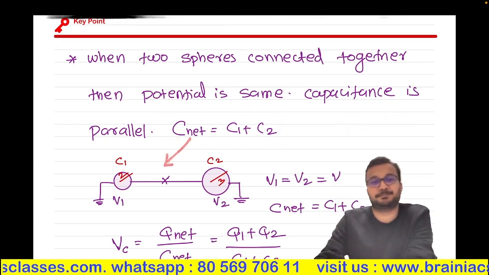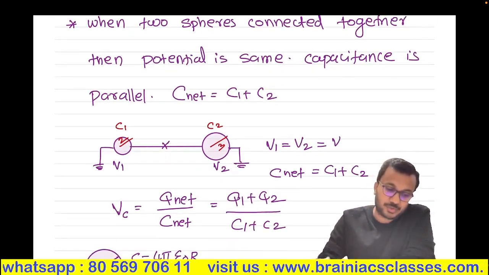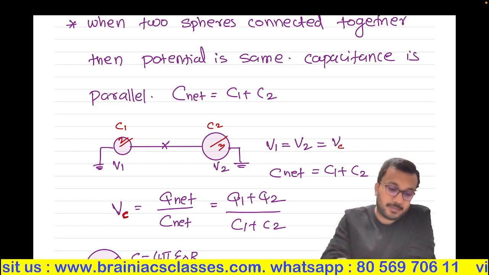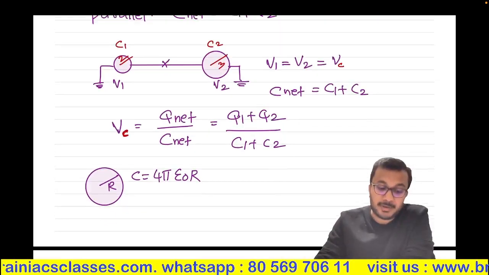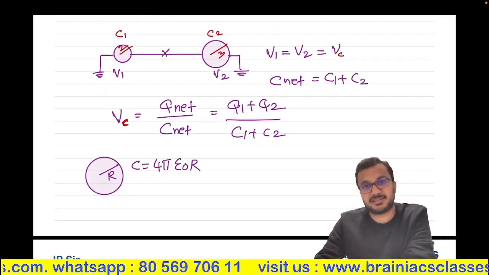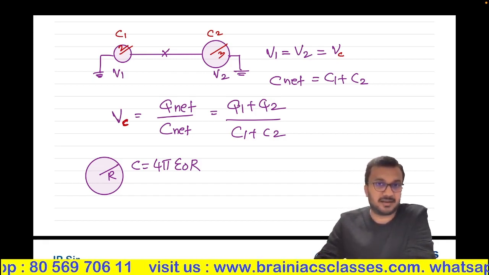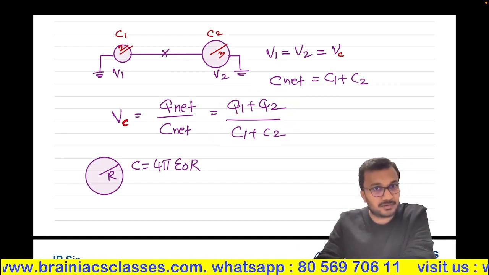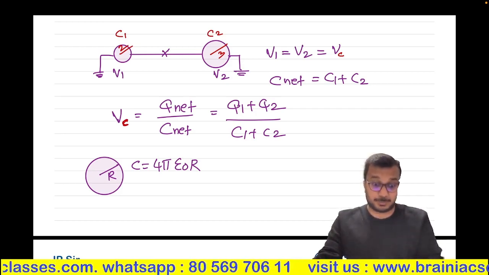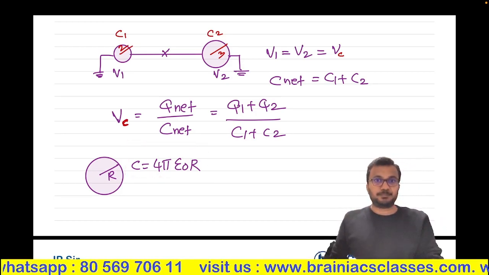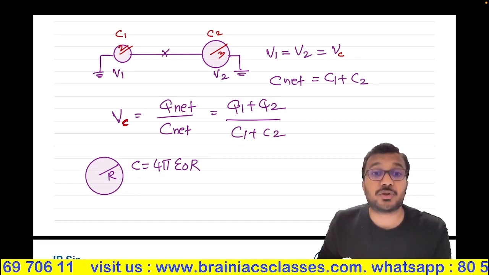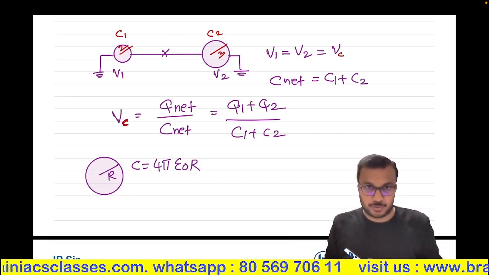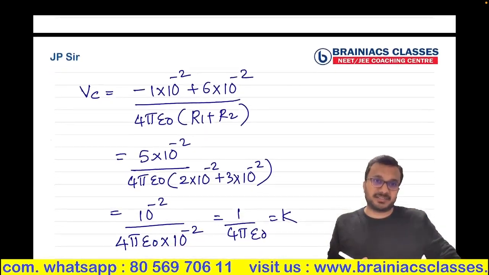Now I want to find something called the common potential. This VC is called the common potential. Common potential is total charge by total capacitance. Total capacitance could be series or parallel, but here it is parallel. So total charge Q1 plus Q2, total capacitance C1 plus C2. For a sphere, the capacitance formula is 4 pi epsilon 0 R. So C1 is 4 pi epsilon 0 R1, and C2 is 4 pi epsilon 0 R2.